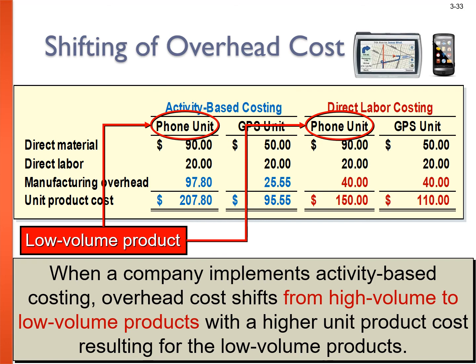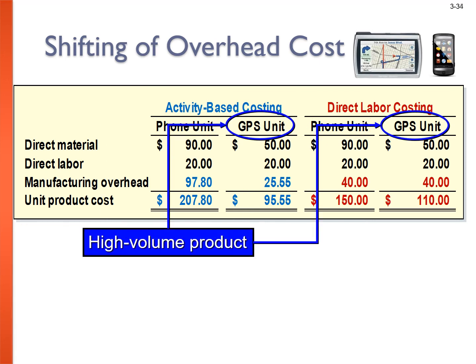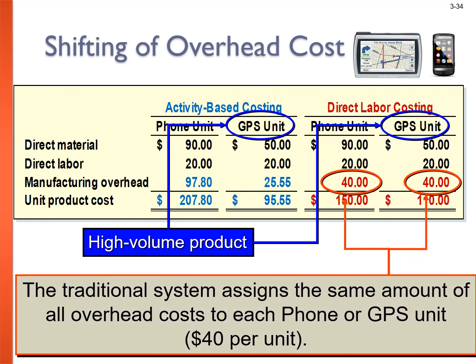So when you have more of a product produced in activity-based costing, like the GPS, where it's 200,000 of them, it's going to cause your manufacturing overhead per unit to be less, where the phones will be higher because they're only producing 50,000 of them. And that's what I was just talking about. Here, it's just direct labor hour, not really allocating how you should.